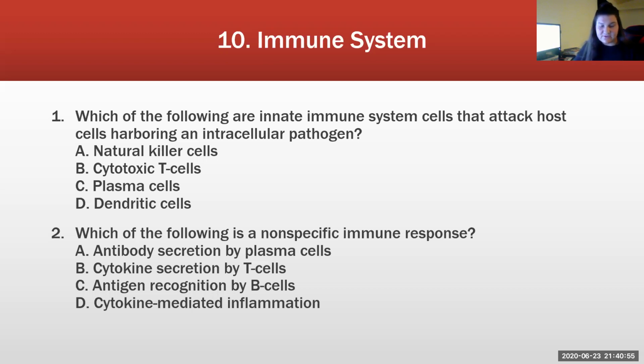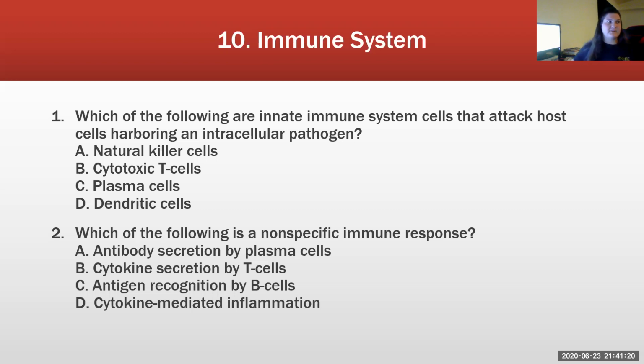Option A is correct. Natural killer cells sample and attack host cells that harbor intracellular pathogens. Cytotoxic T cells are part of the adaptive immune system, not the innate immune system. Plasma cells are antibody secreting cells and do not attack host cells with intracellular pathogens. Dendritic cells are a type of antigen presenting cell and do not attack host cells.